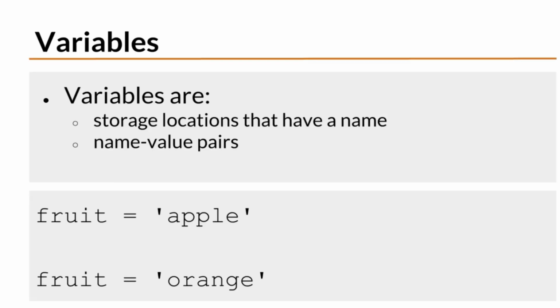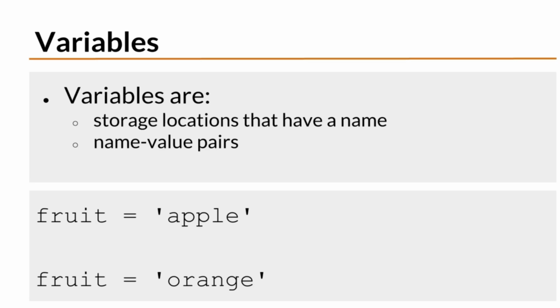Variables are storage locations that have a name. Said another way, variables are name-value pairs. You can assign values to a variable and recall those values by the variable name. To assign a value to a variable, use the equal sign. The format is variable name equals value.